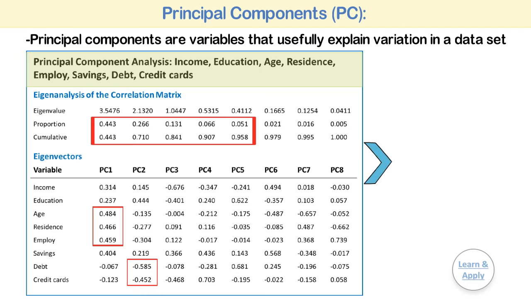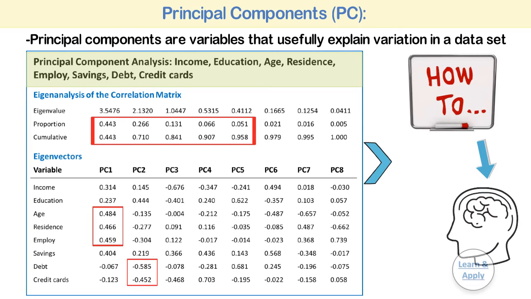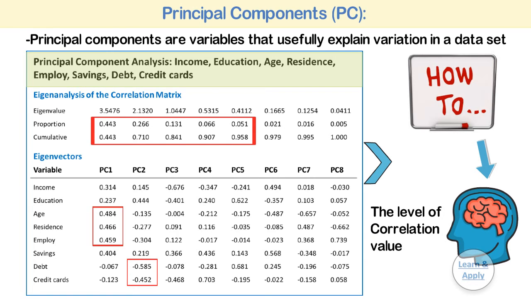How large the absolute value of a coefficient has to be in order to consider it important is subjective. Use your specialized knowledge to determine at what level the correlation value is important.